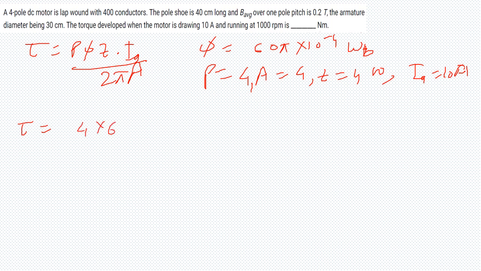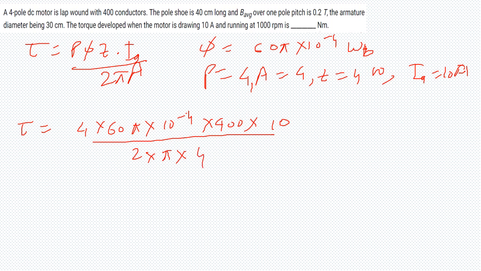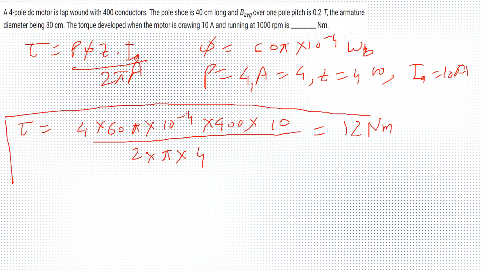So tau is equal to 4 into 60 pi into 10 power minus 4, this is for phi, and into 400 into Ia which is 10, over 2 into pi into 4, where 4 is the number of parallel paths. If you do all this calculation, you get 12 Newton meter. So the torque is going to be 12 Newton meter. This is how you need to proceed for problems where you have been given the cross section area and the length of the pole and the cross section dia.